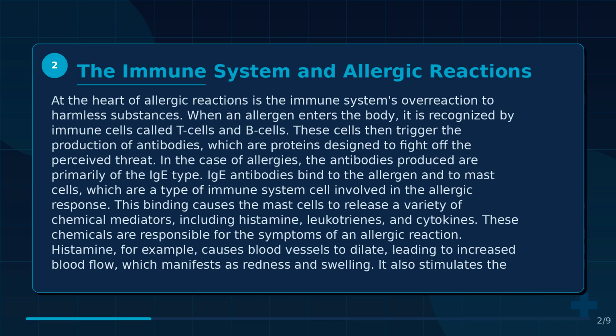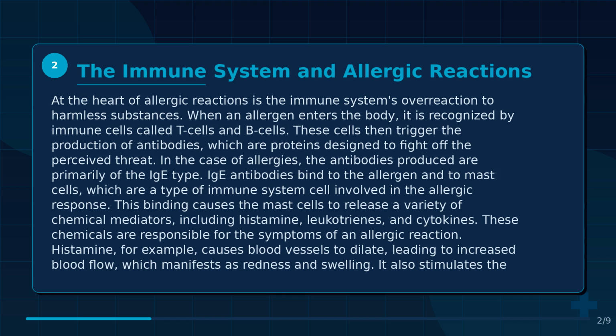IgA antibodies bind to the allergen and to mast cells, which are a type of immune system cell involved in the allergic response. This binding causes the mast cells to release a variety of chemical mediators, including histamine, leukotrienes, and cytokines. These chemicals are responsible for the symptoms of an allergic reaction. Histamine, for example, causes blood vessels to dilate, leading to increased blood flow, which manifests as redness and swelling. It also stimulates the mucous membranes to produce more mucus, resulting in a runny nose and congestion.